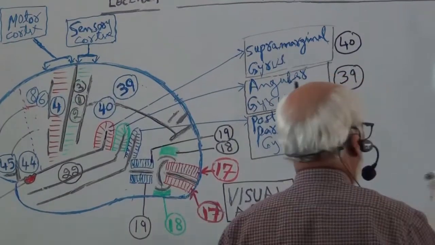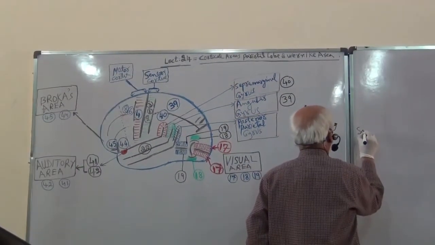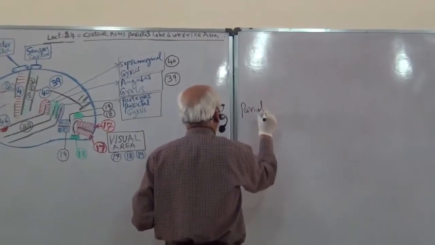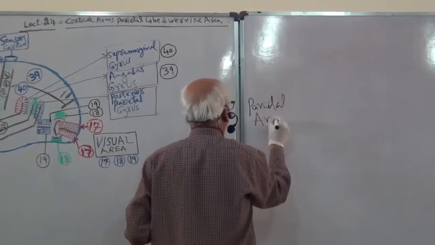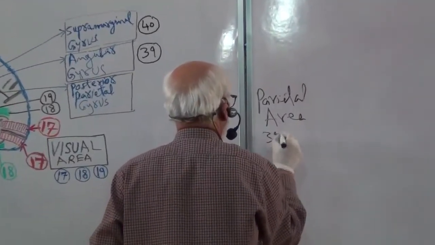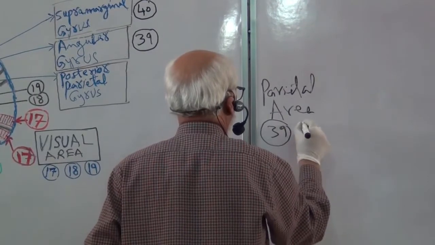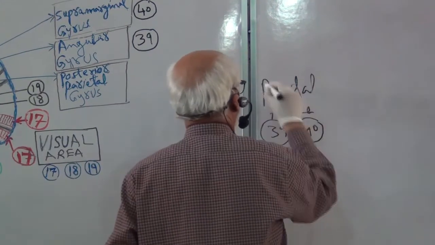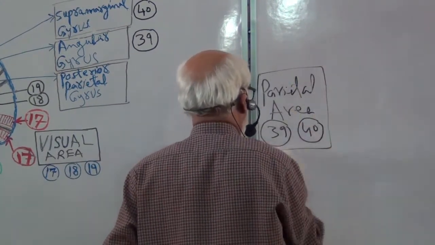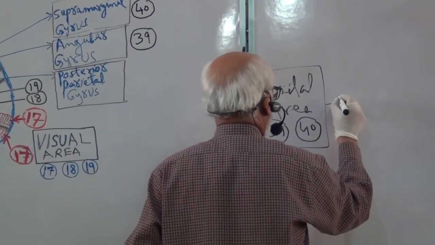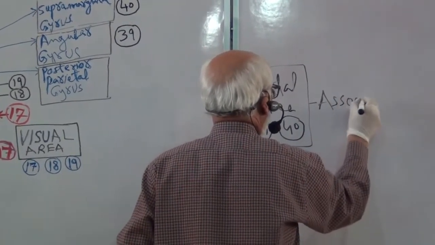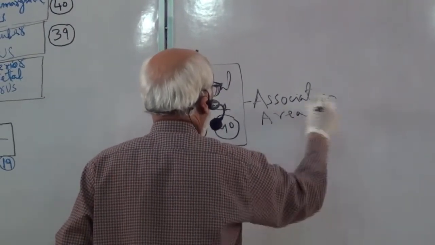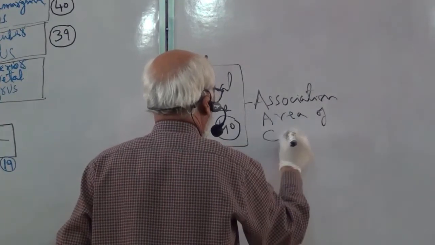So the superior parietal lobule and inferior parietal lobule are known as the parietal area, area number 39 and area number 40. This is, as I told you, one of the larger association areas of the cerebral cortex.